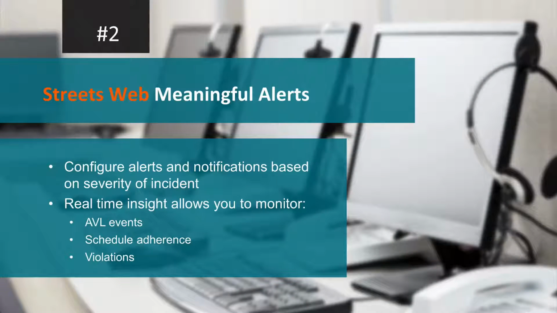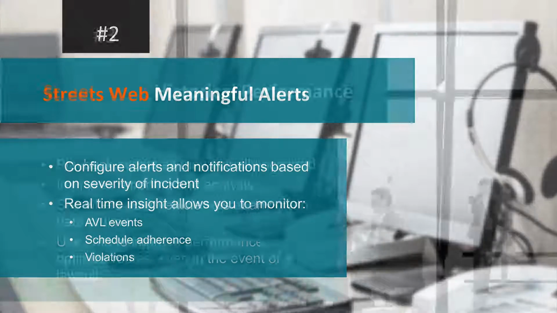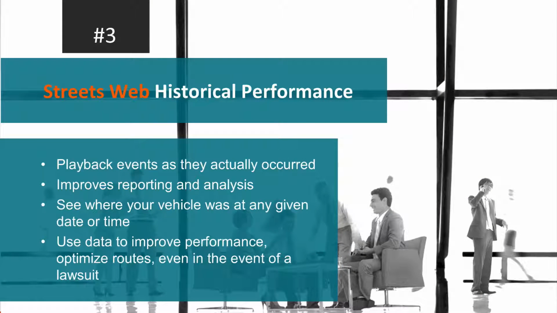StreetsWeb allows the creation of alerts. You can configure alerts and notifications based on the severity of incidents. Real-time information allows you to monitor items like AVL events, schedule adherence, or other policy violations that you deem are important. Historical performances are tracked and monitored. Playback events as they actually occurred.